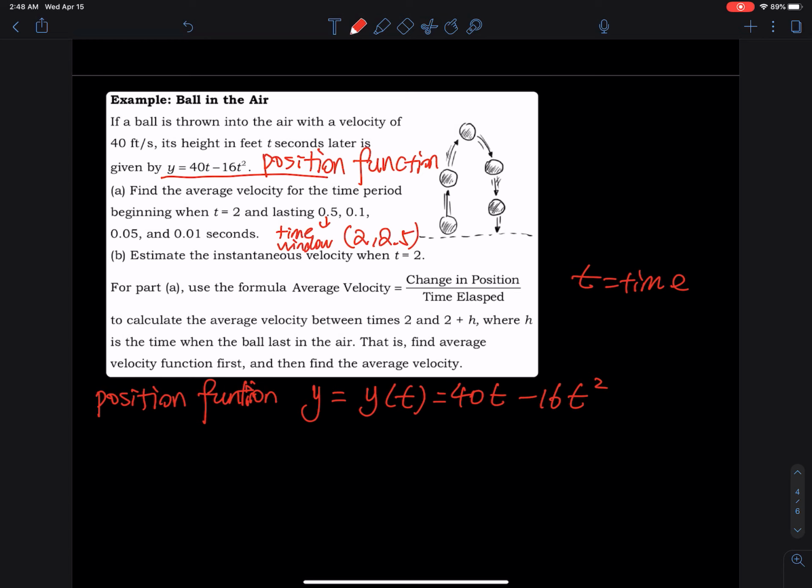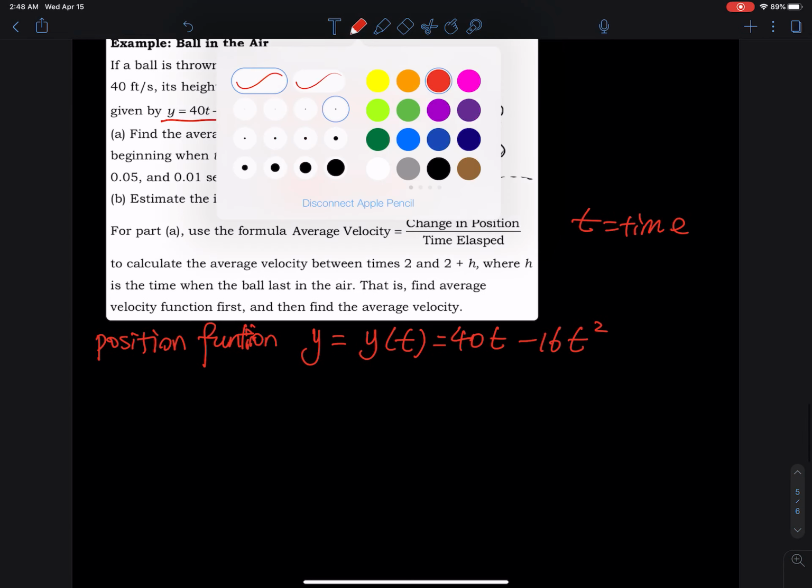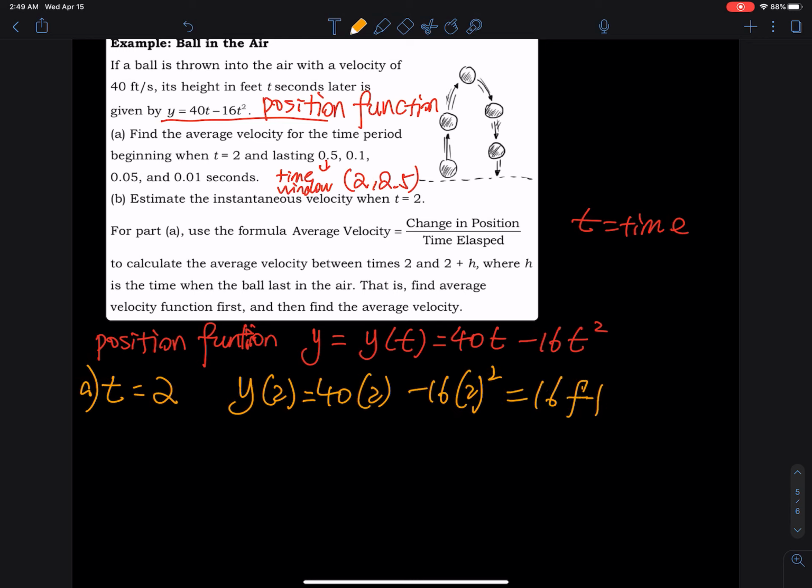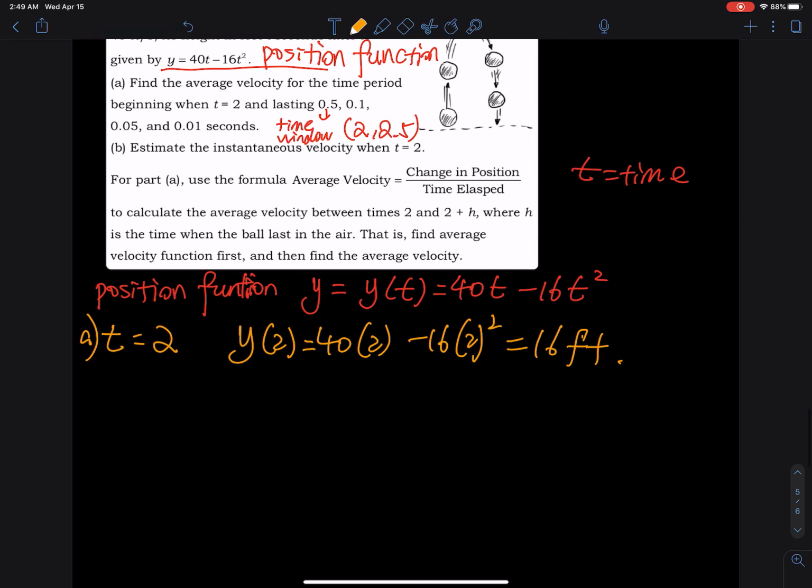And then when t is equal to 2, let's not use red for this. When t is equal to 2, this is part A. When t is equal to 2, we have y of 2 equals 40 times 2 minus 16 times 2 squared. That is equal to 16 feet. And then to build a time window, this is something that you have to learn. The average velocity is change in position divided by the time elapsed. The time elapsed, you have to do a time window. So for the average velocity, you have to do this.